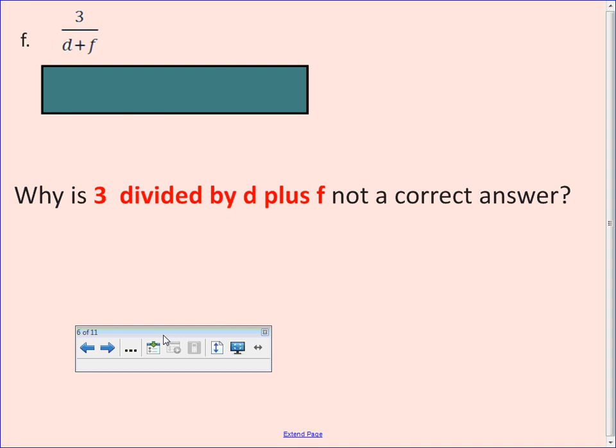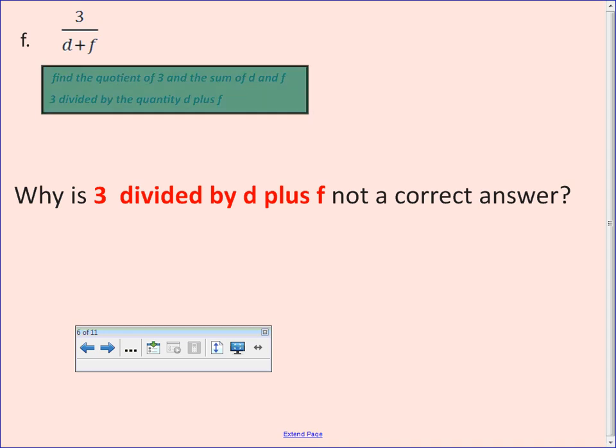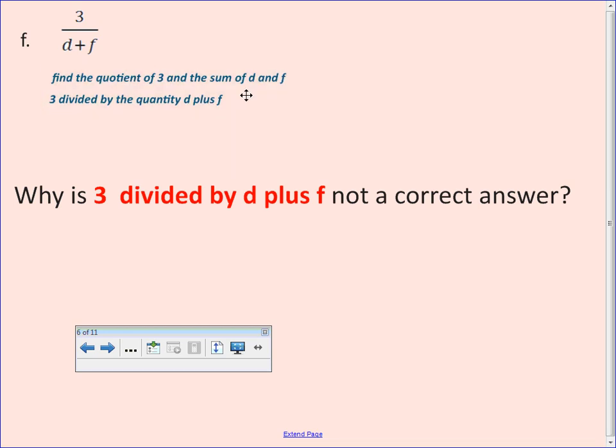What's that Q word for division? Quotient. So what about the quotient of 3 and D plus F? Find the quotient of 3 and the sum of D and F. 3 divided by the quantity D plus F. We've got sum, plus, divided, quotient. Those are some words that we can use to write that.